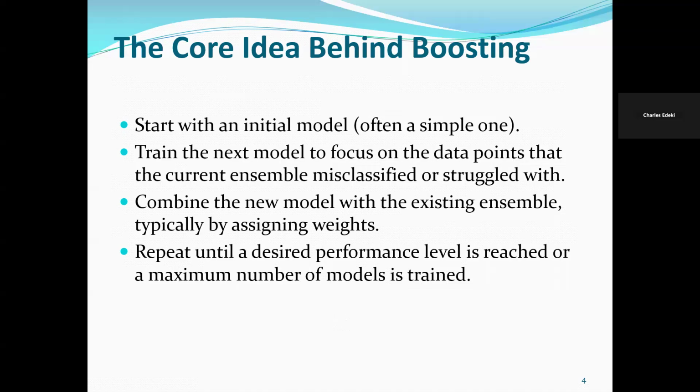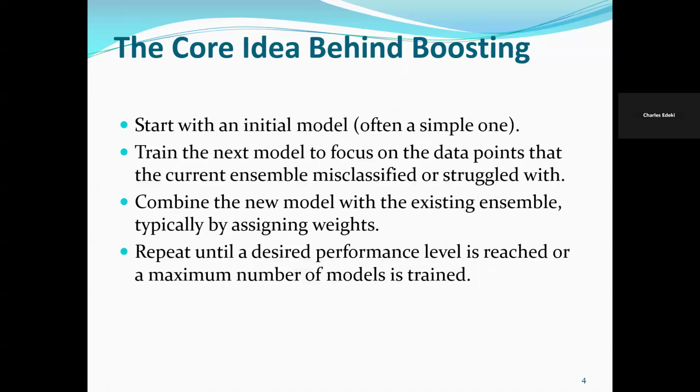Here, you can see, start with an initial model, often a simple one. Train the next model to focus on data points that the current ensemble misclassifies, or struggles with. So the next model is trying to get better as time goes on. So boosting is a family of algorithms that transform weak learners into strong learners.